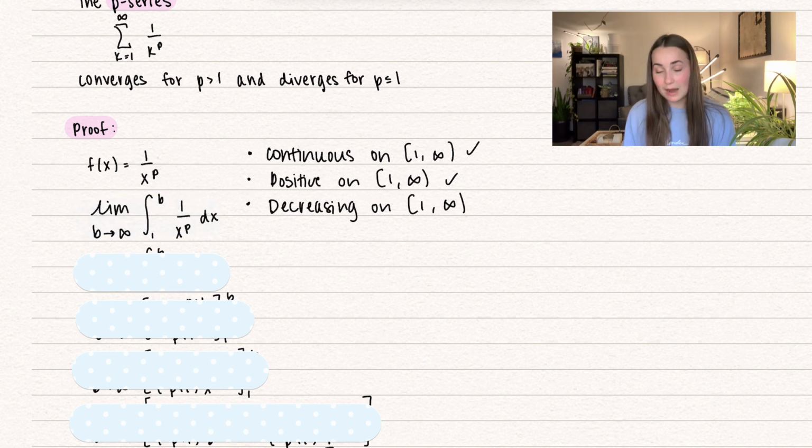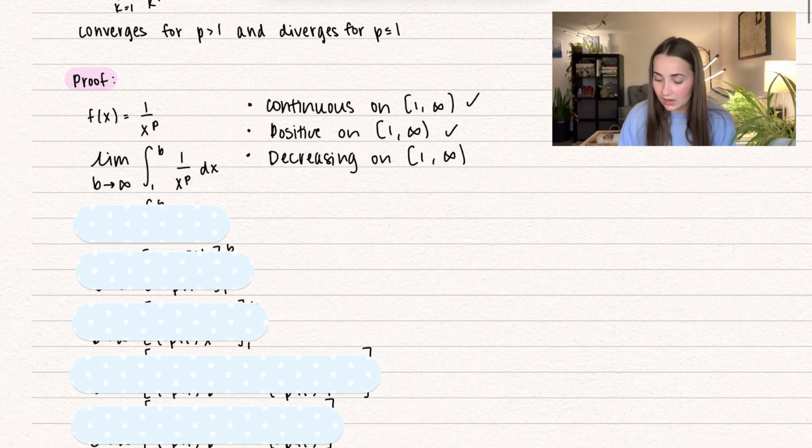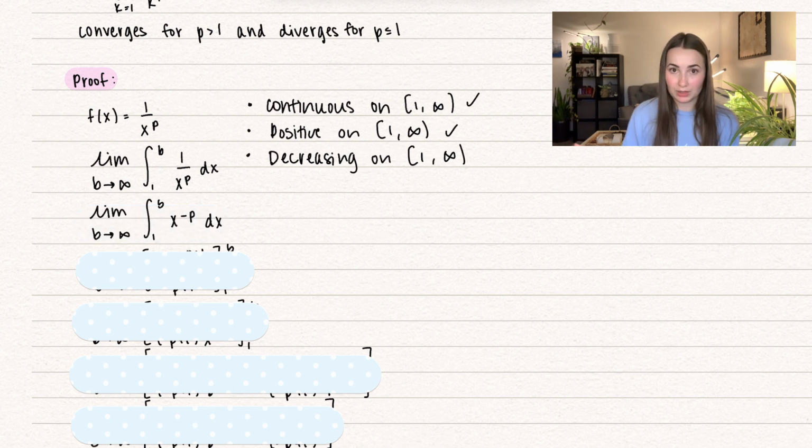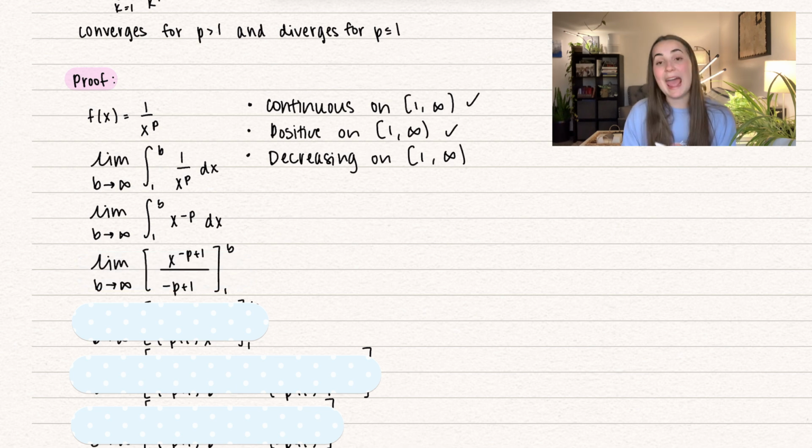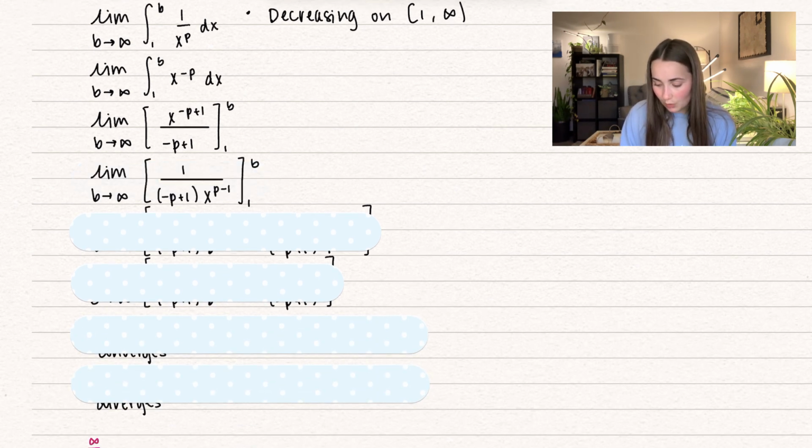So what we're going to do is set up our integral. We're going to take the limit as b approaches infinity. Our lower limit is 1, our upper limit is b, and then we have 1 over x to the p dx. Let's rewrite this so we can see power rule really well. I'm going to rewrite it as x to the negative p, because we can apply power rule. I'm going to add 1 to my exponent, so negative p plus 1, and divide by that new exponent. But I want to rewrite this as a fraction, so I'm going to bring that x to the negative p plus 1 to the denominator. Remember, that flips the signs of everything. So it becomes 1 over negative p plus 1 times x to the positive p minus 1.